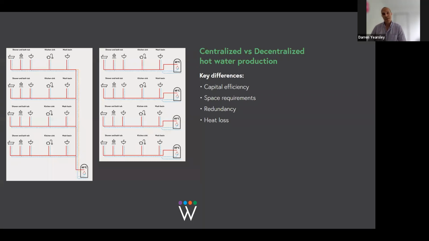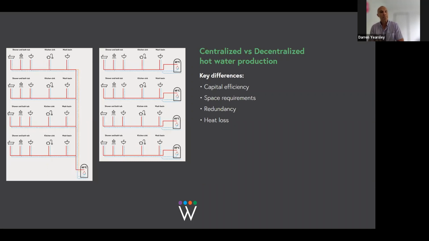One of the disadvantages of centralized and one of the strengths of decentralized is redundancy. So what that means is if you have a problem with your plant, if you're in a decentralized hot water where you're producing the hot water in the apartment, then you only take out one apartment. So the rest of the building will run quite happily, and then you'll have just one apartment which doesn't have hot water.